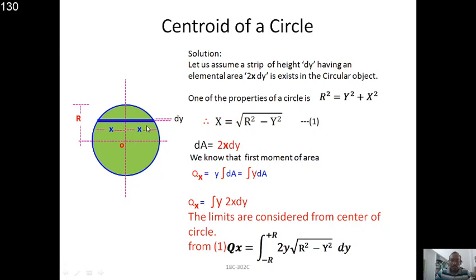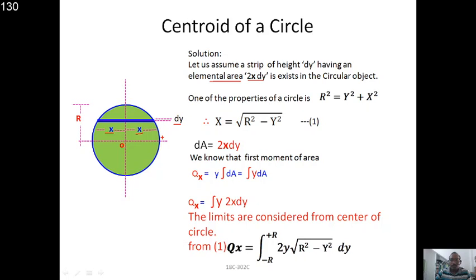For the circle, we take the reference axis at the center. Please note here, we are taking the reference center as the axis, and we took a strip parallel to the x-axis. Hence, this length is taken as 2x, that is x plus x, which is the width of the strip, and its height is dy. Hence, the differential element area is 2x dy.